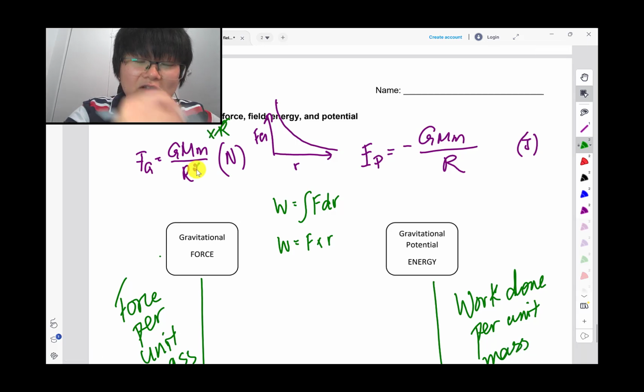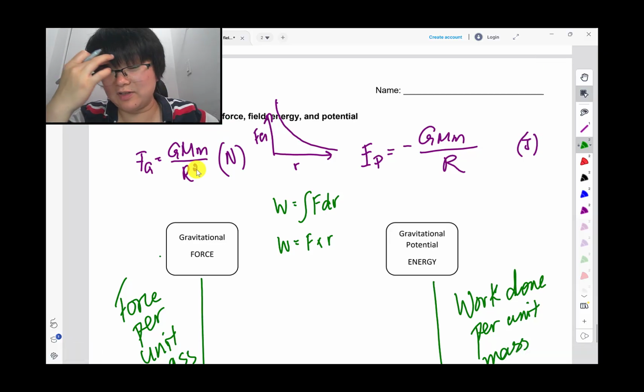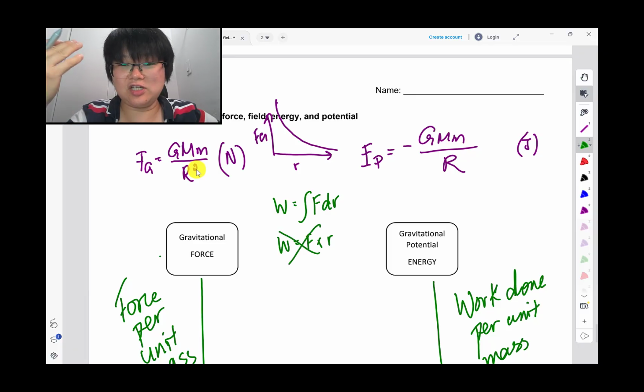So that kind of looks like it gets rid of one of those r's, but don't forget there's that negative sign, and this is why doing it properly through calculus is important in terms of definition. So don't do it this way. This is like the cheaty shortcut way.